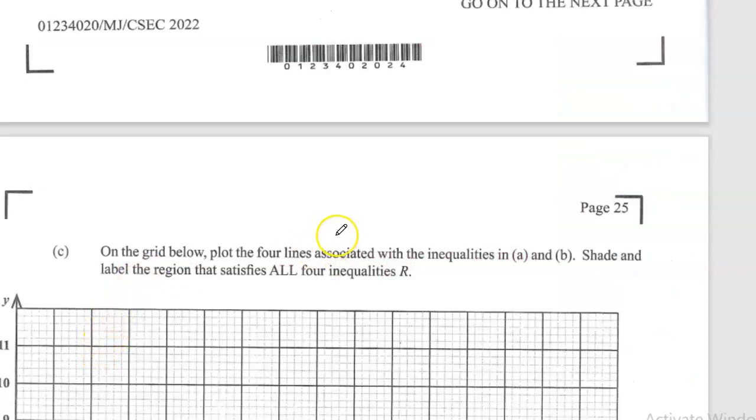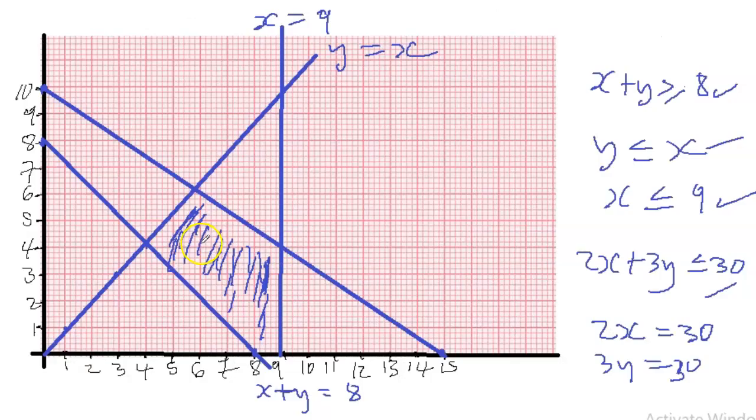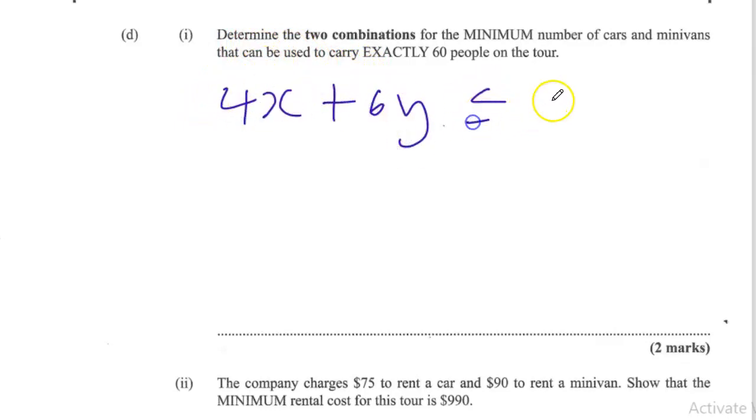So the question asks us, after we have plotted the 4 lines associated with the inequalities, to shade the region, which we just did, and to label the region R. So we'll call this region R. Next, we're asked to determine the 2 combinations for the number of cars and minivans that can be used to carry exactly 60 people on tour. Recall that we're told 4x plus 6y less than or equal to 60. So we want the combination of x and y that would take up to exactly 60.